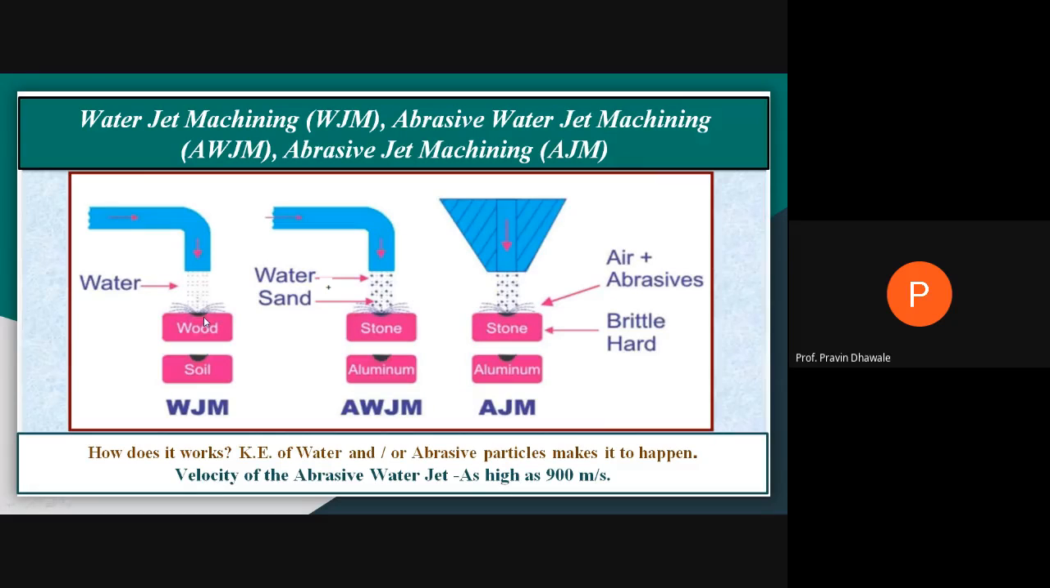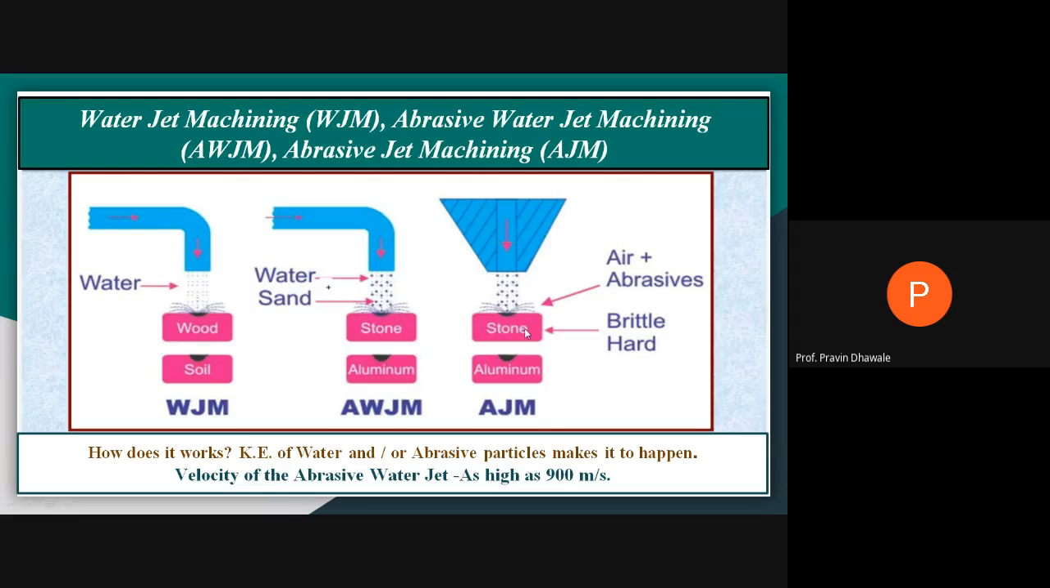The material is removed from the surface of the workpiece by the action of erosion, right? In this manner, water jet machining is carried out. Then second, abrasive jet machining.